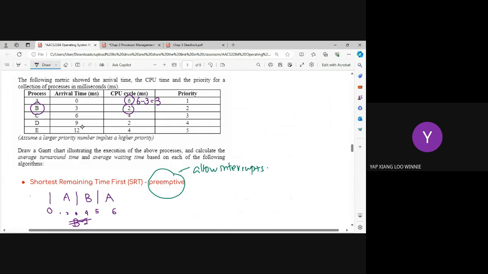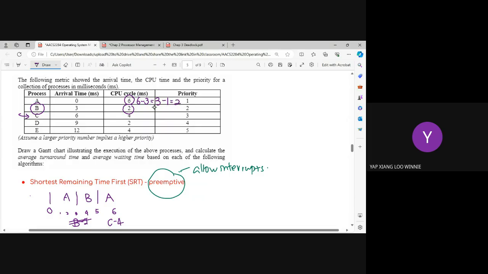Ta-da, your process C is here. Now C's CPU cycle is 4 milliseconds. Now, what is the value of the CPU cycle for process A? You have to bear in mind, just now you executed for 3 milliseconds, you had 3 left. At 6 milliseconds, you executed another 1 millisecond, right? You have to deduct, okay? So you deduct already, you have 2 milliseconds left, right?